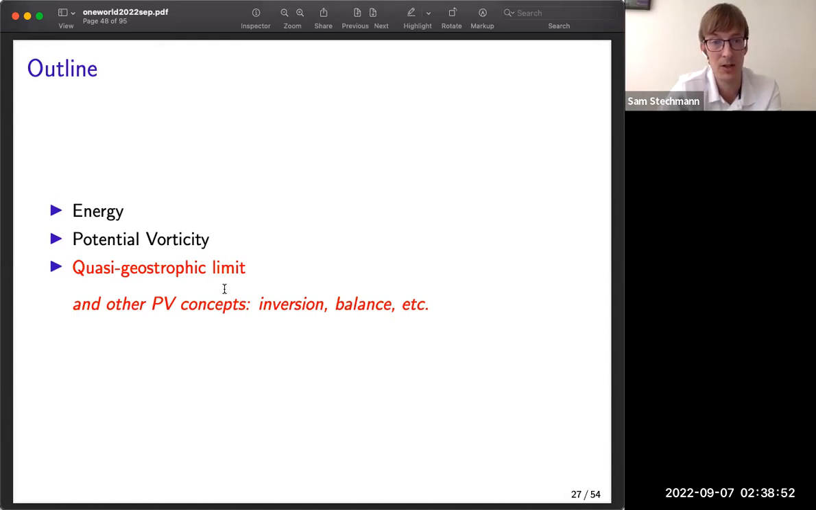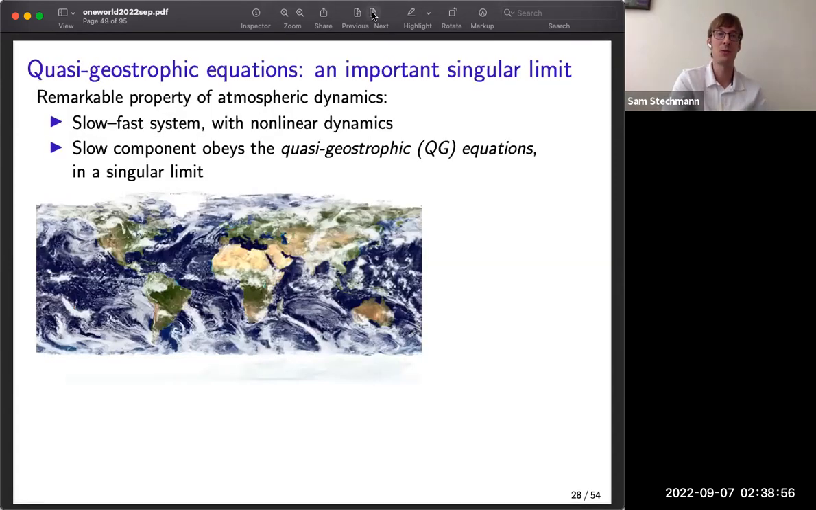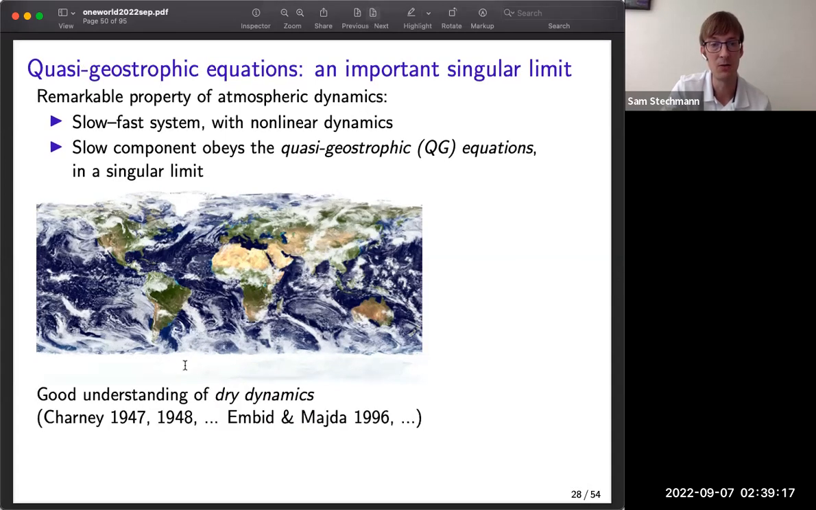Okay. So next up, this QG limit. The QG equations, which you're probably mostly familiar with, are a really interesting singular limit. It's a remarkable property of atmospheric dynamics that it's a slow-fast system, even the nonlinear dynamics, and the slow component obeys the QG equation.